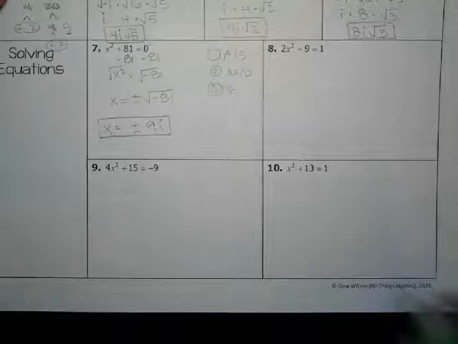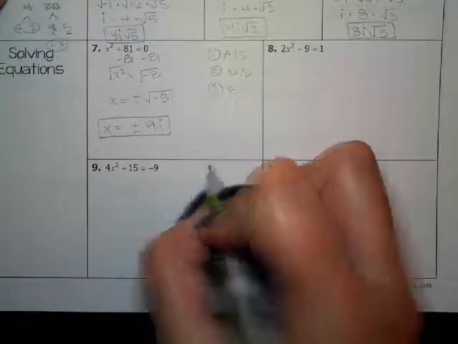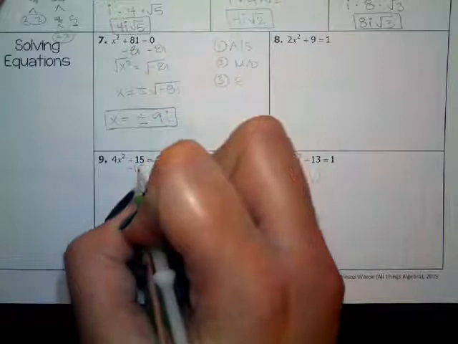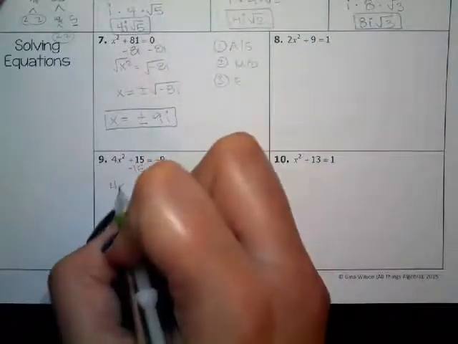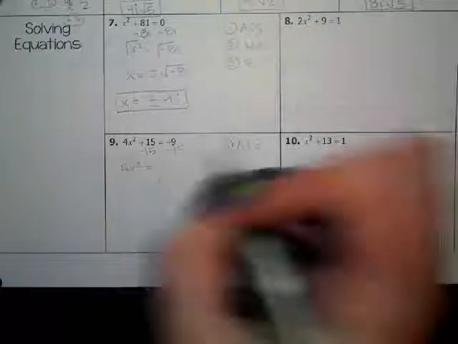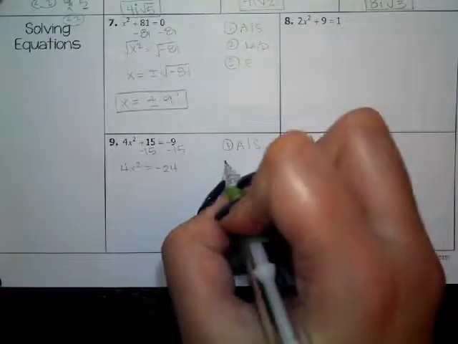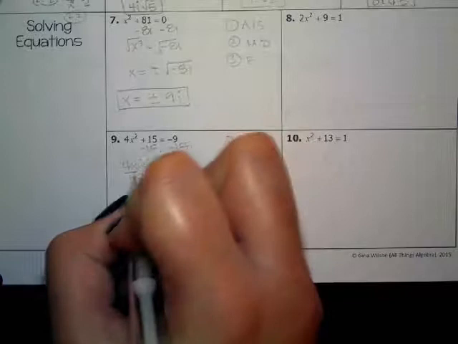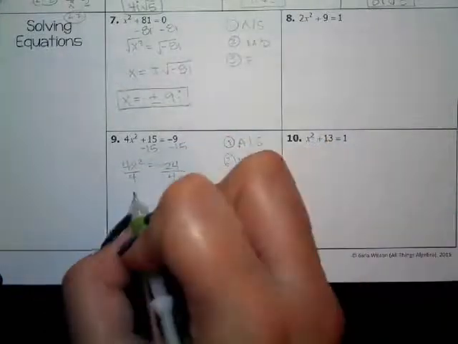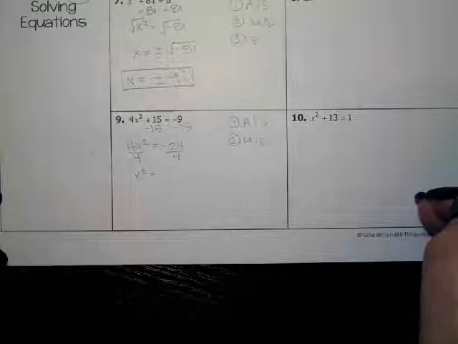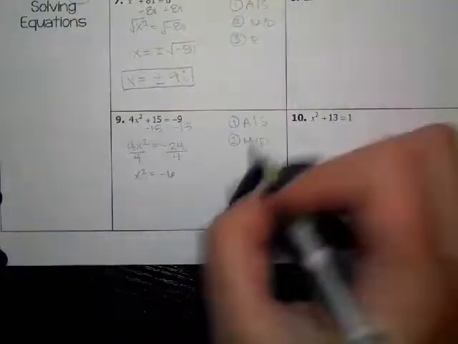Let's try number 9. So first step, is there something I could add or subtract over to the other side? 15, so I'm going to subtract the 15 over. What's -9 minus 15? -24, okay. Is there something I could multiply or divide over to the other side? 4. -24 divided by 4, -6.